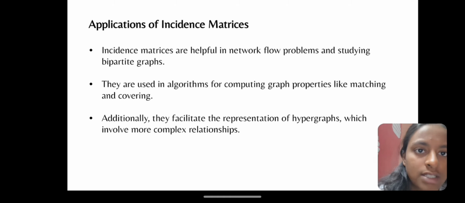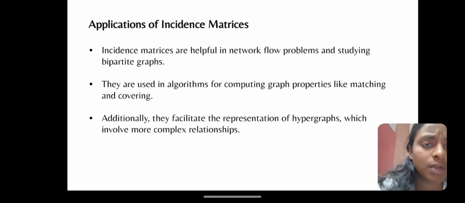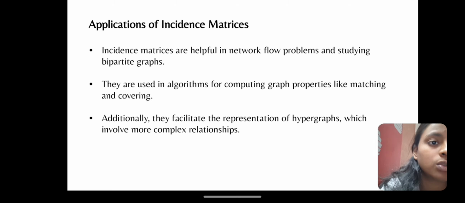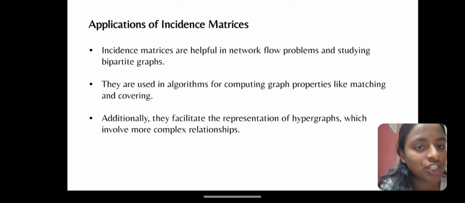Applications of incidence matrices. Incidence matrices are helpful in network flow problems and studying bipartite graphs. Bipartite graphs are one type of graph. They are used in algorithms for computing graph properties like matching and covering. Additionally, they facilitate the representation of hypergraphs, which involve more complex relationships. As previously with adjacency matrices, incidence matrices are also helpful in network flow problems and studying bipartite graphs.